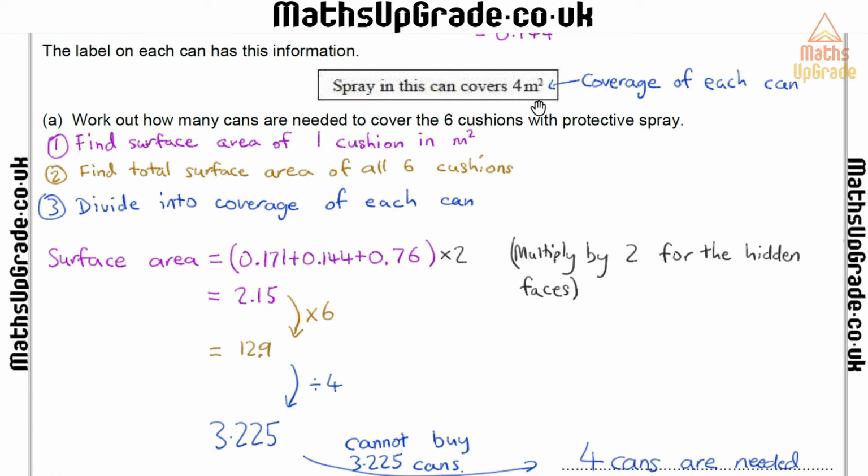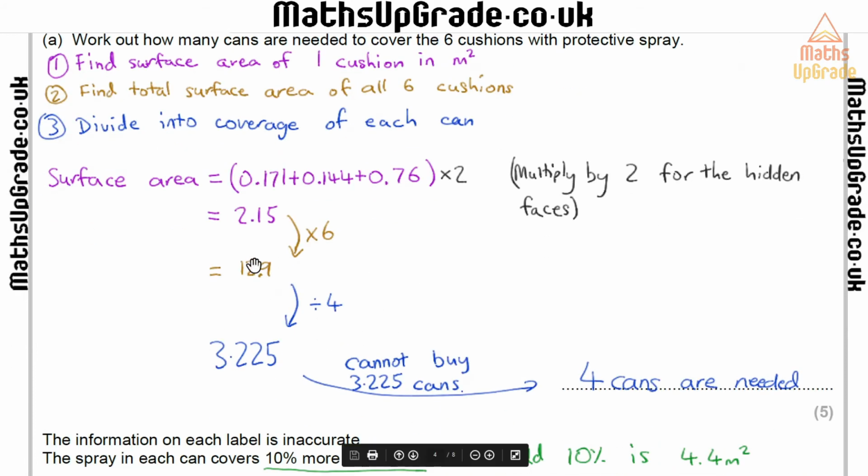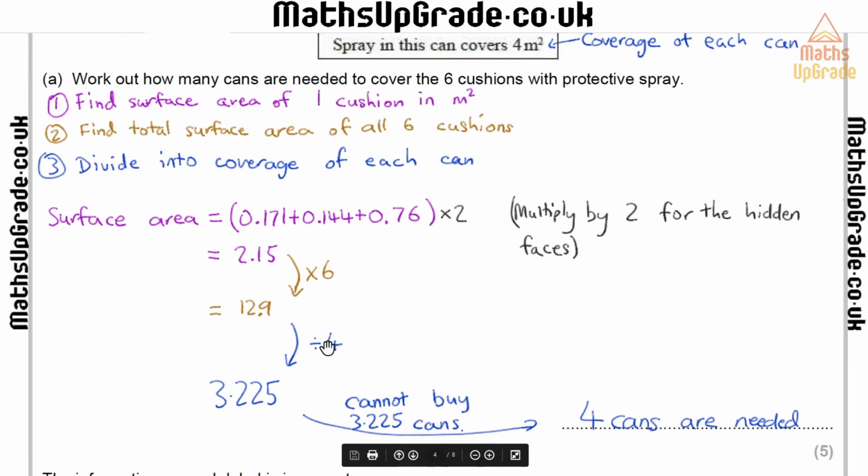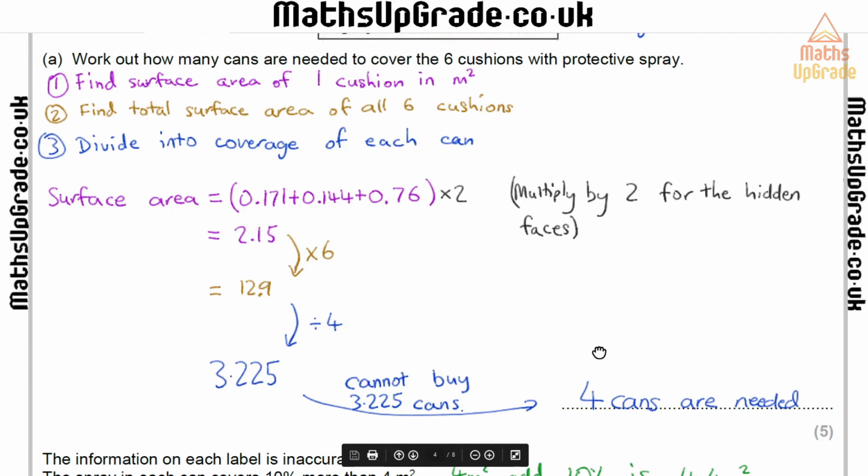Since each can covers 4 meters squared, if I divide this value by 4, that tells me how many cans I need to buy. The answer is 3.225, but since I can only buy whole numbers of cans, if I buy 3 cans, it won't quite be enough to cover the cushions. So I need to buy 4 cans, and then obviously I'll have a little bit of spray left over, but 4 cans is what's needed. That question was worth 5 marks.